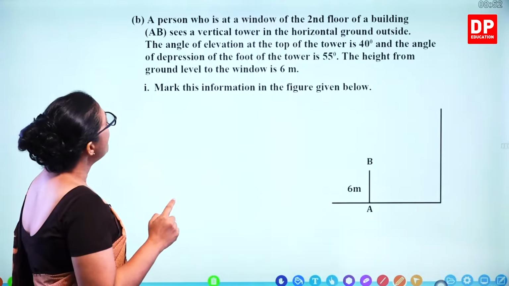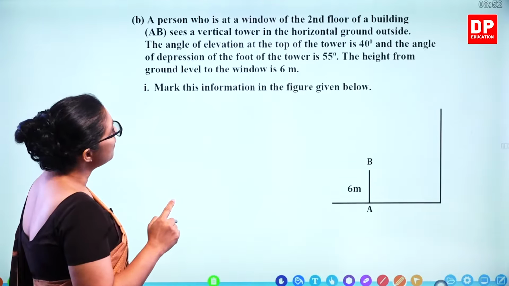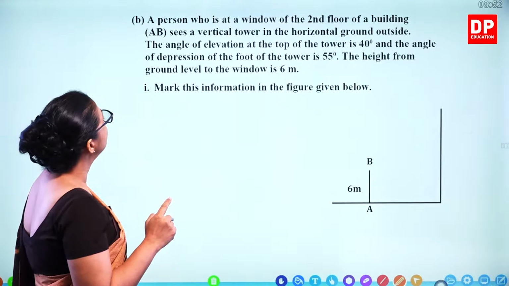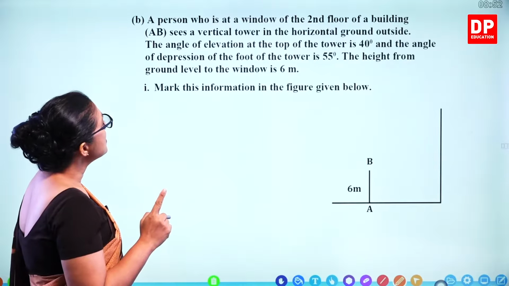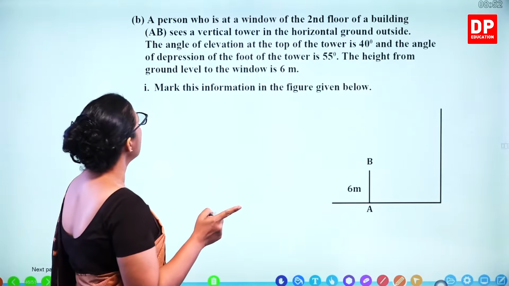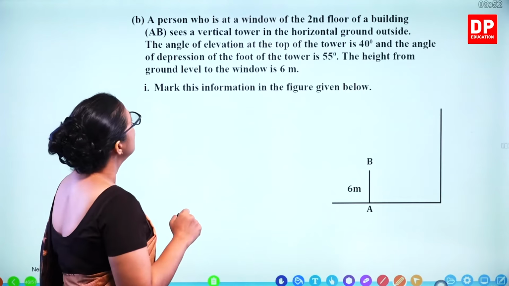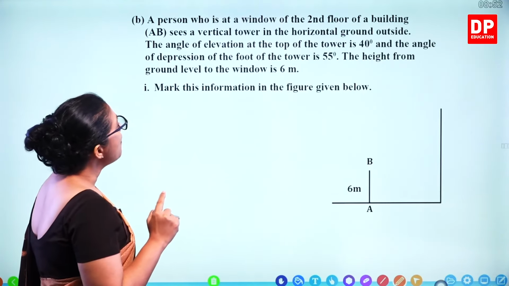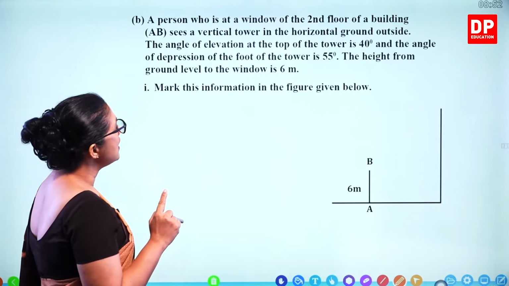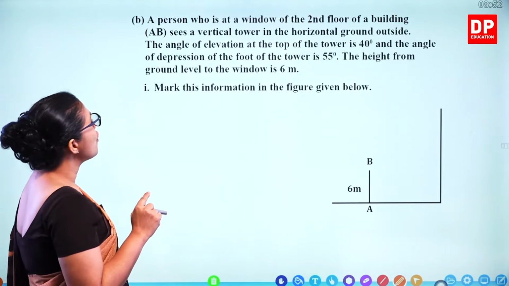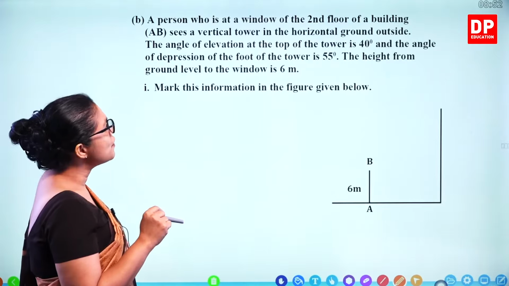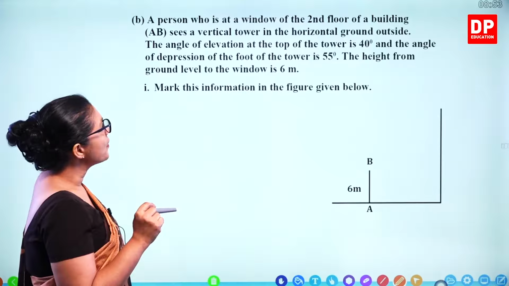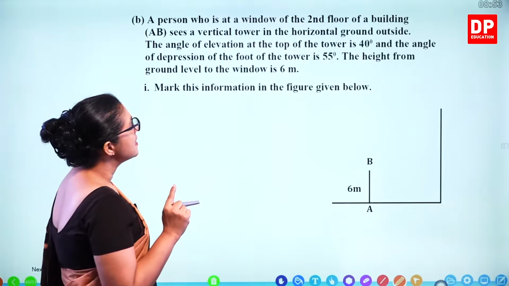Part B. A person who is at a window of the second floor of a building AB sees a vertical tower in the horizontal ground outside. So that's the vertical tower. The angle of elevation of the top of the tower is 40 and the angle of depression of the foot of the tower is 55. The height from the ground level to the window is 6 meters.